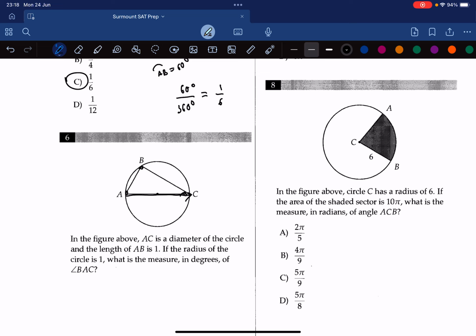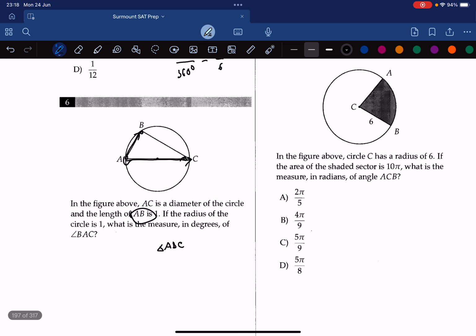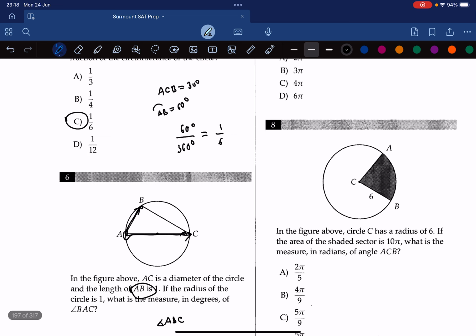Since AB here must be 1, and AC must be 2 because it's the diameter, then the triangle ABC should be a 30, 60, 90 degree triangle. Thus, angle BAC must be 60 degrees.